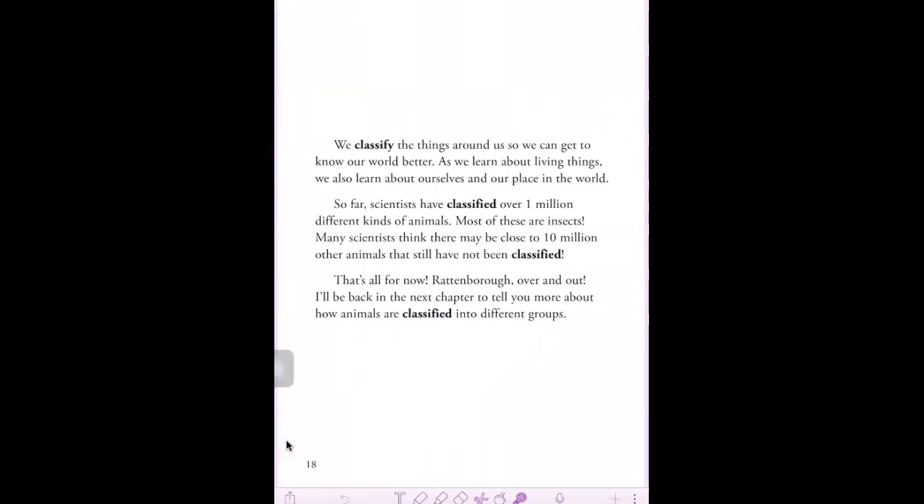We classify things around us so we can get to know our world better. As we learn about living things, we also learn about ourselves and our place in the world. So far, scientists have classified over 1 million different kinds of animals. Most of these are insects. Many scientists think there may be close to 10 million other animals that still have not been classified.